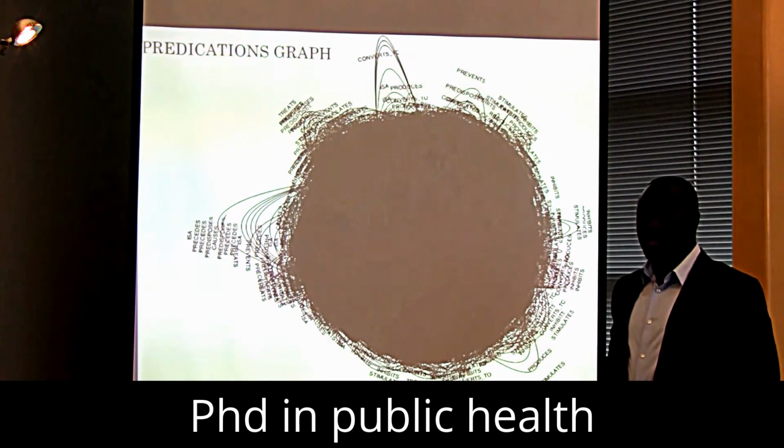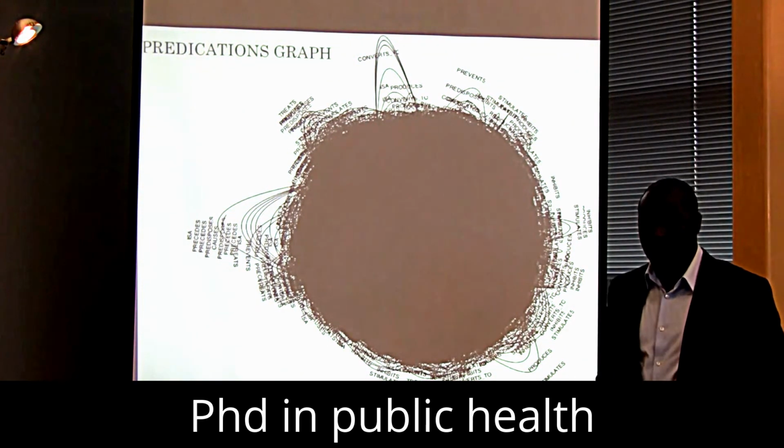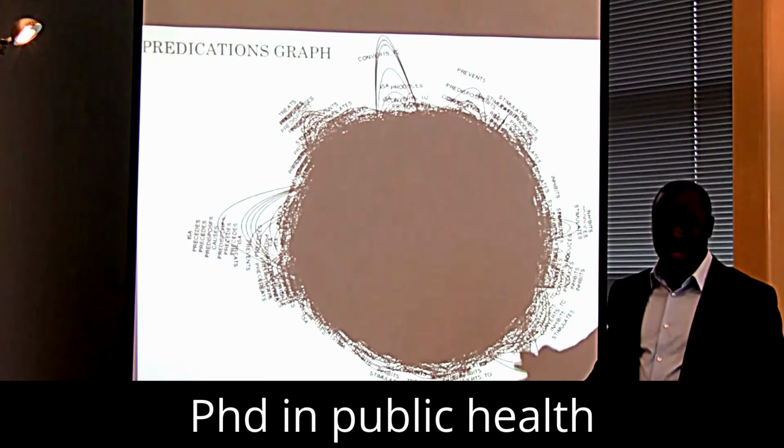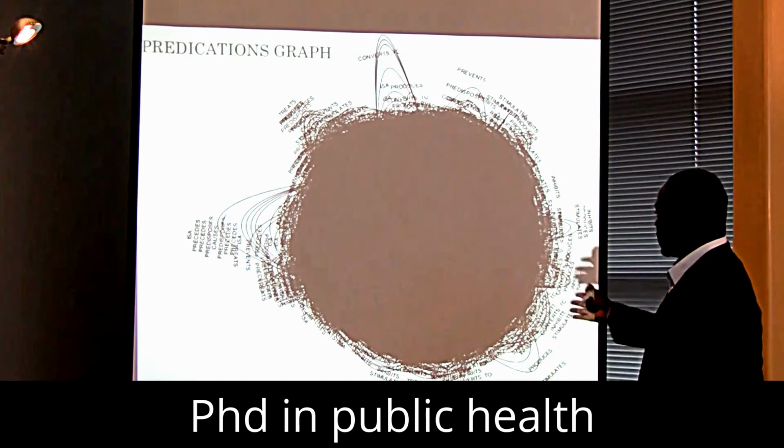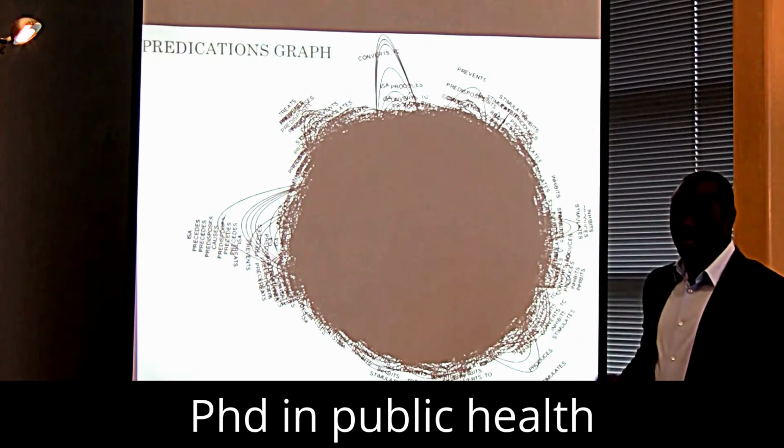This is the graph for Alzheimer's and arginine: all of the literature on Alzheimer's, all on arginine, all of the triples, put together in a graph. This is a complex labyrinth, it's unintelligible, one can't make sense of this.